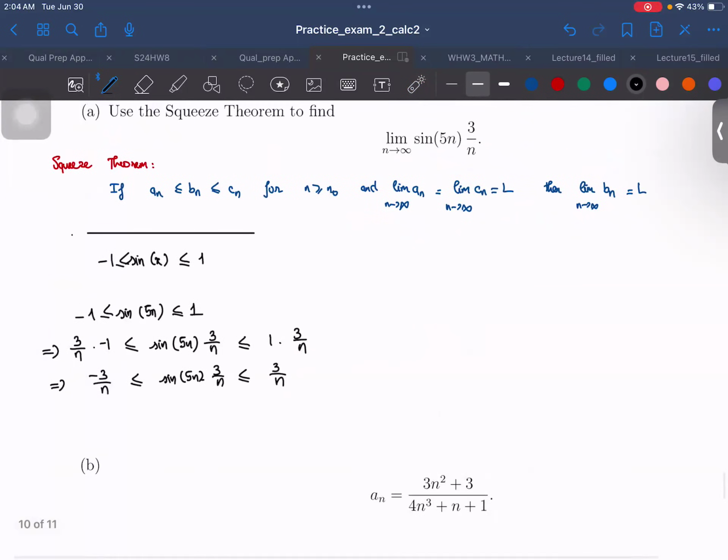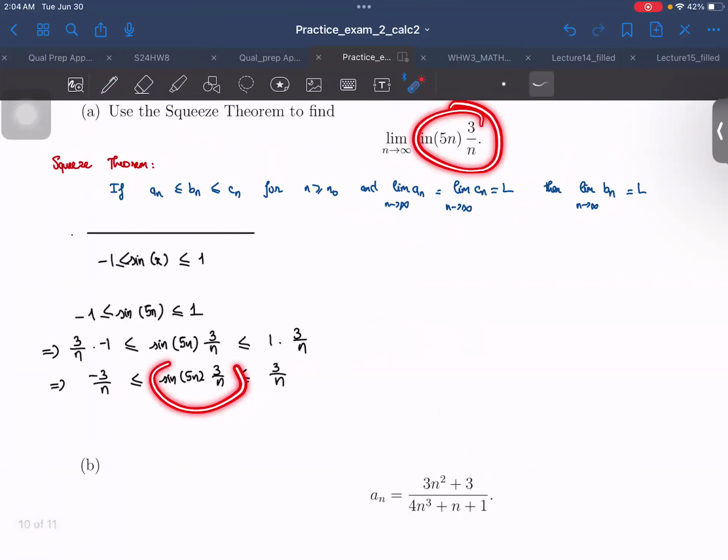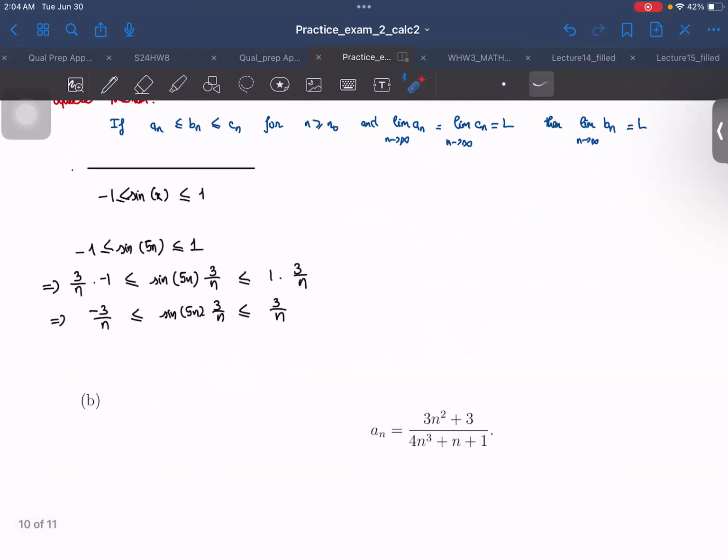And you have to notice that the middle term over here is actually my sequence. So now I just need to find the limits. I just need to guarantee that the limits of the lower bound sequence and the upper bound sequence are the same.